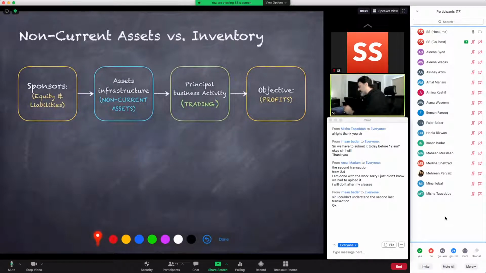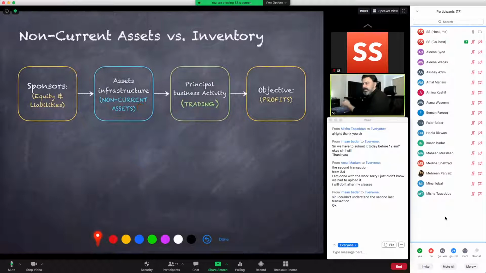So the non-current assets are the assets which are acquired with the consideration that you are not going to sell them. In fact, you're going to keep them for a long period of time, and their presence is necessary for the existence of the business. Without the aquarium, this is representing that aquarium, the fish here, which is your principal business activity, cannot survive. So non-current assets are all those assets.